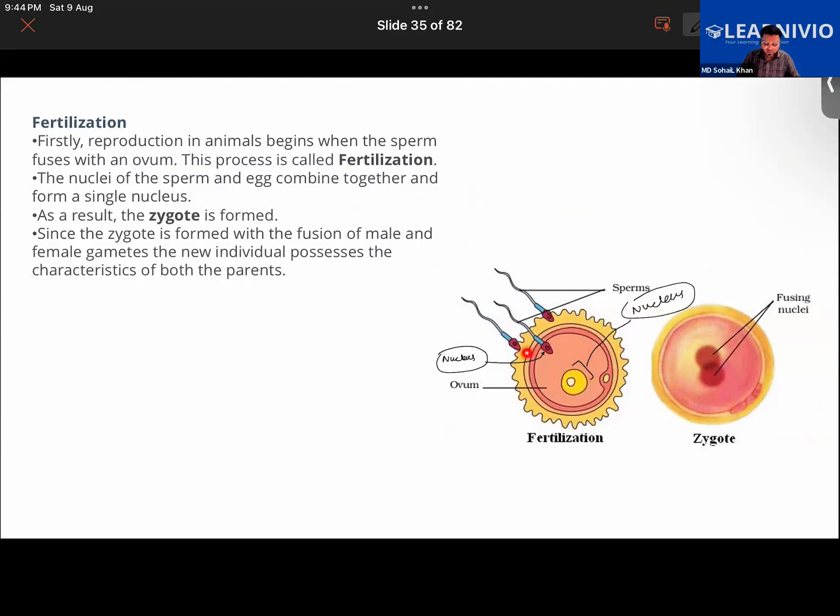Also, one more important thing we know is that the nucleus carries the genetic material. What does it contain? It contains chromosomes, DNA, and genes. This is the genetic material.